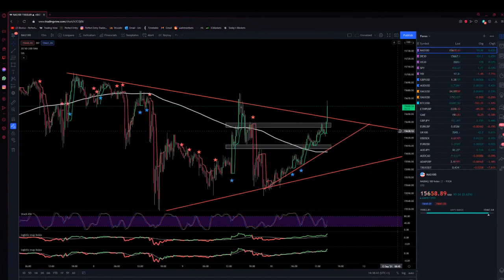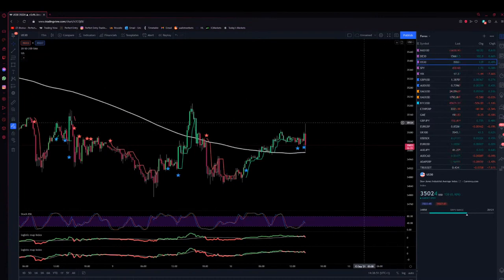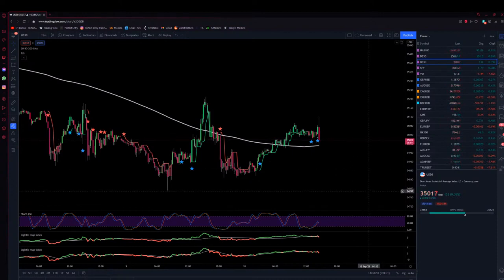So a lot of the time, if the money is flowing into here, then the money is flowing out of the US 30. But it's nothing strong enough to be basing your trades off of. You can't just open a buy on NASDAQ and open a short on US 30 and expect it to work out every time. So don't limit yourself to that.